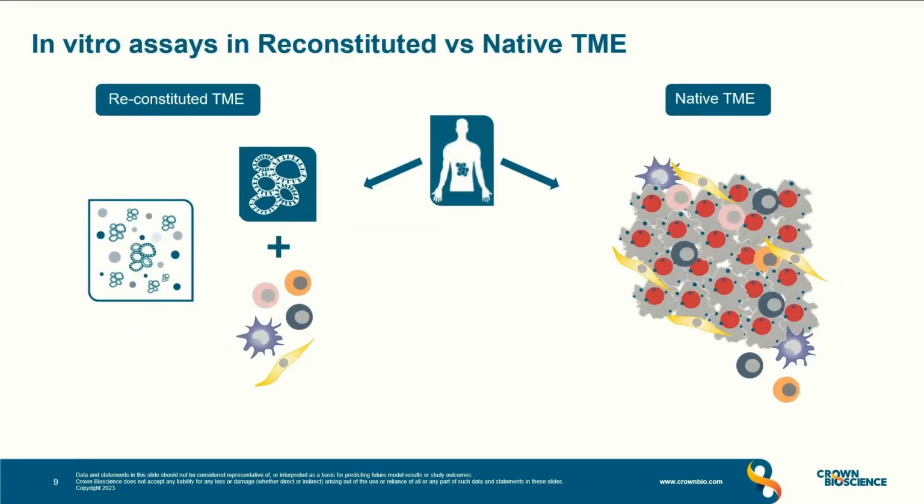You might have seen these graphics in our previous webinars, but I would like to show it to remind again how in vitro assays can recapitulate the human TME. We can either focus on the reconstituted models, where each cell subtype is selected and combined in a LEGO-like approach. Or we can test the therapies in a native TME assay that gives a unique footprint of each patient's tumor.